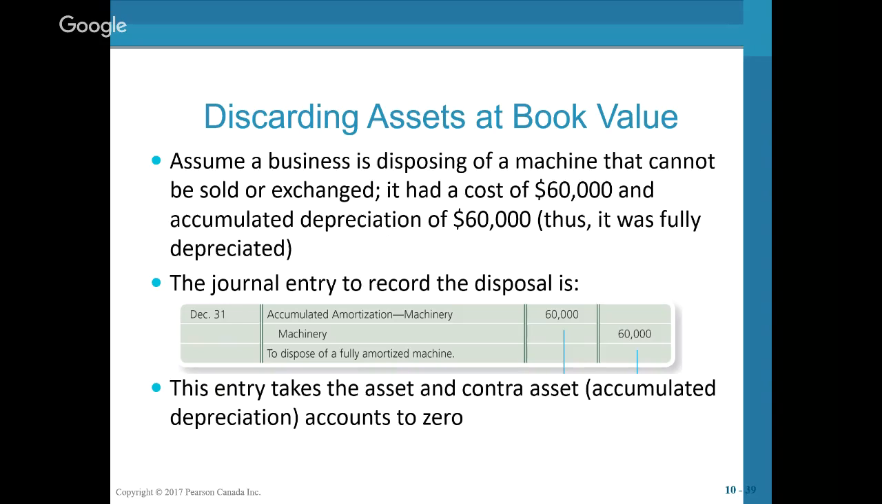So here we're going to debit accumulated depreciation, which makes that zero. So it takes that away. And we're going to credit the machinery account to get rid of that, right? So that makes that go away. So now both the cost of the machine as well as the accumulated depreciation have both been set to zero. That particular piece of equipment is now off of our books.